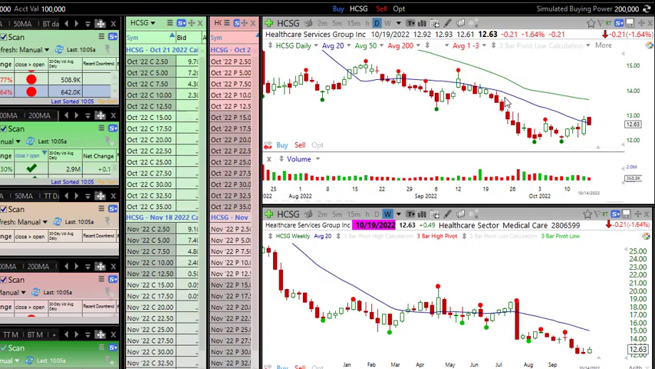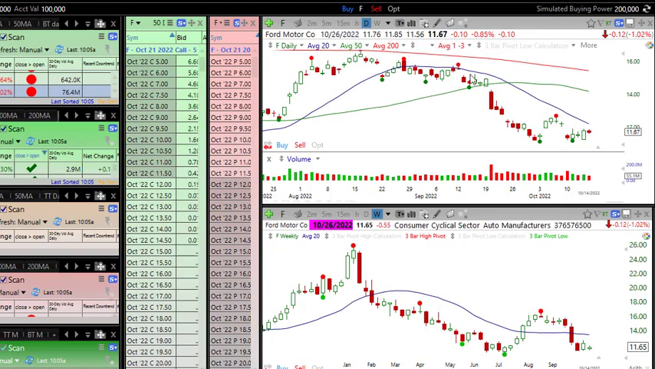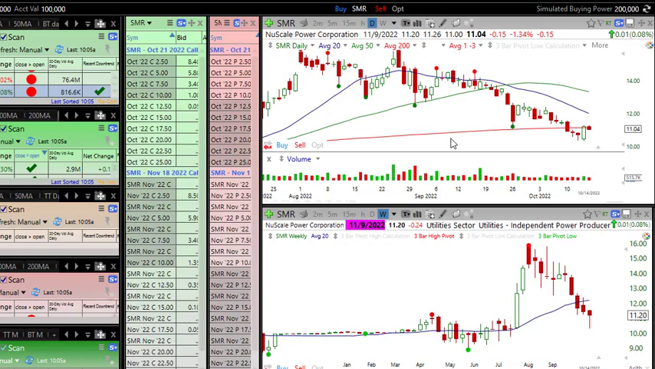This is a 1, 2, 3 from another big retest W pattern. That looks great. HCSG. Almost done here with my list. Ford. I have General Motors on my list. Is a tad better than Ford.